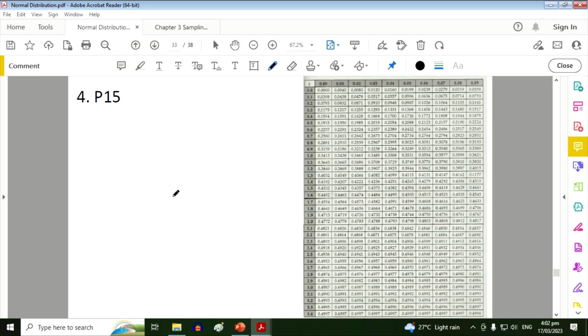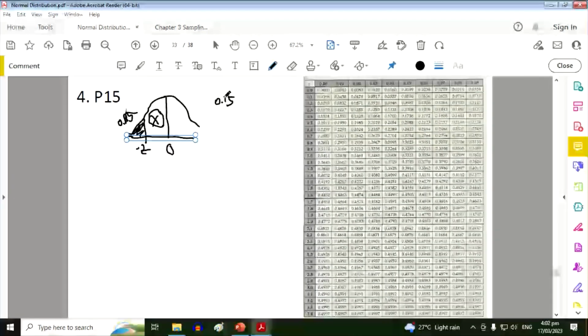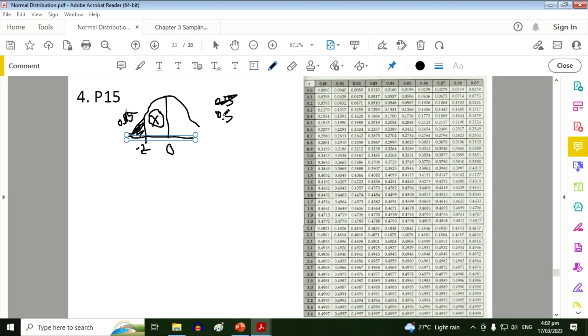Okay, next, we have the 15th percentile. Again, this is less than 50. So this is the 15th percentile, or the 0.15. Again, we cannot go directly to our table and find 0.15. Instead, we'll focus our attention on this area. So we have 0.5 minus 0.15, which is 0.35. We'll focus our attention on 0.35.